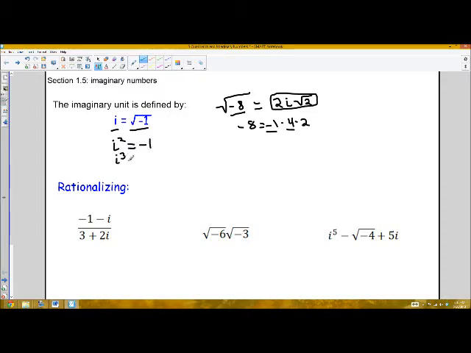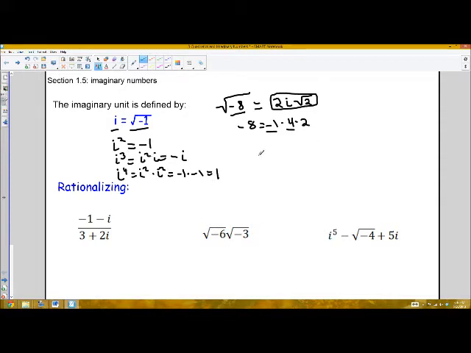i to the third would be i squared times i, both of which we already know. i squared is -1, so this will be -1 times i, which is the square root of -1, so just negative i basically. i to the fourth we can think of as i squared times i squared. Well, i squared is -1, so this is -1 times -1, which is +1.